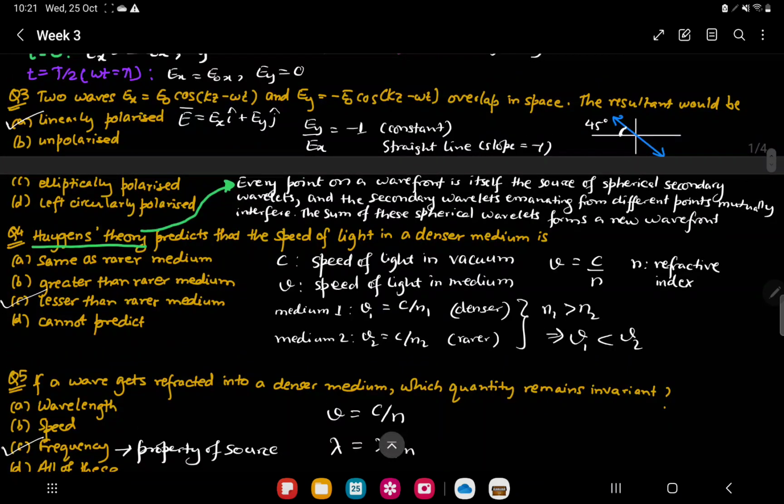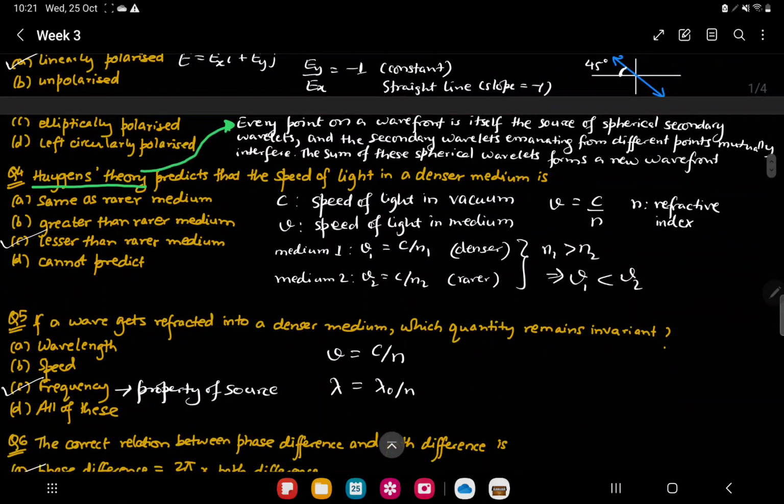And just to recollect, Huygens theory states that every point on a wavefront is itself the source of spherical secondary wavelets, and these secondary wavelets emanating from different points mutually interfere. And finally, the sum of these spherical wavelets forms a new wavefront.